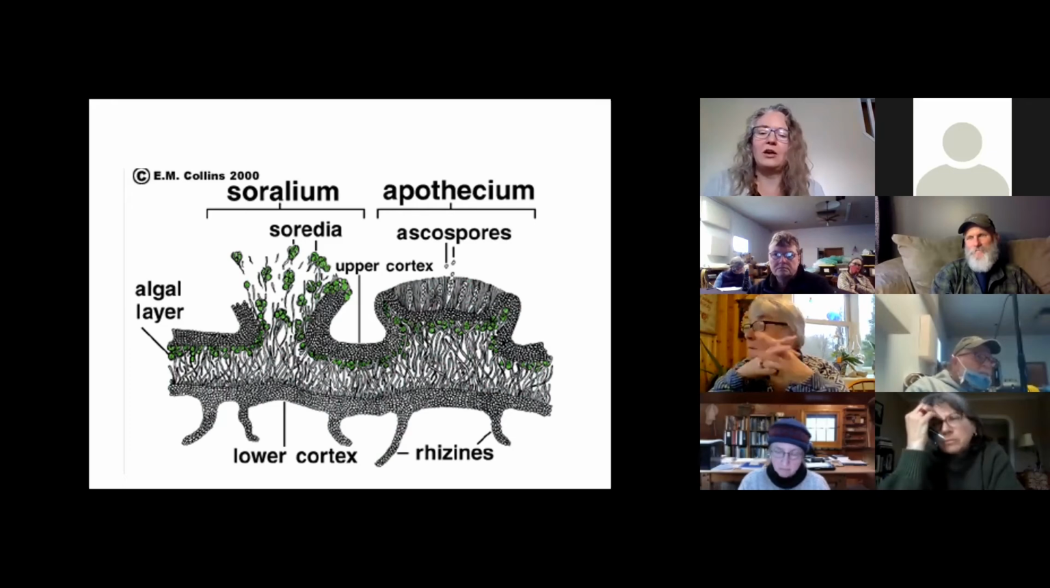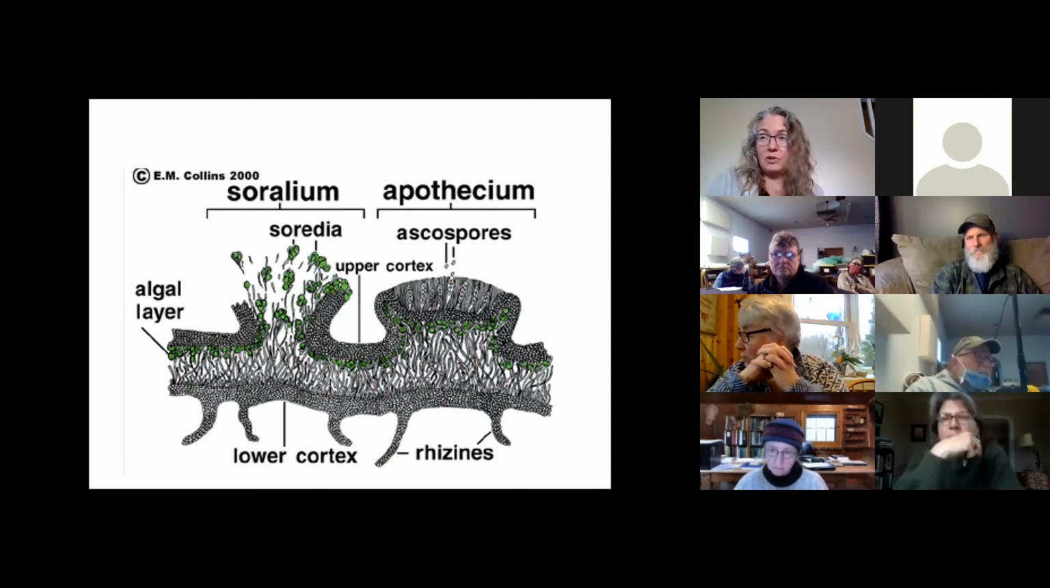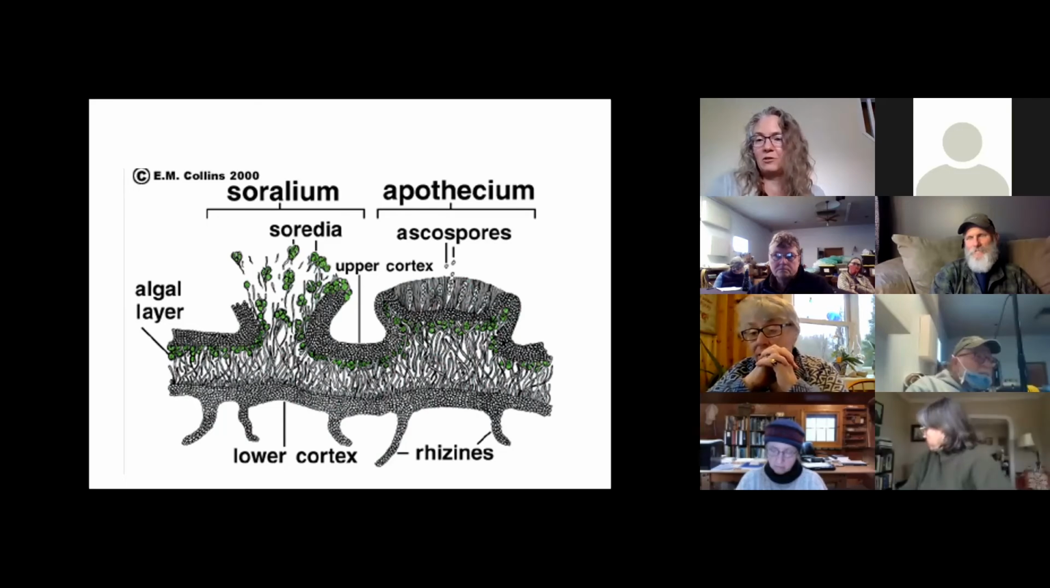So maybe it could be that one species of algae in this genus can be free living and a different species has to be lichenized. So people thought about this for a long time. And the same thing with the fungus. And so just looking through the microscope, the jury was out.